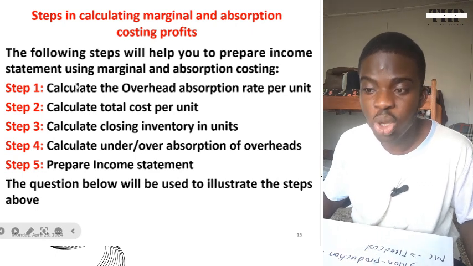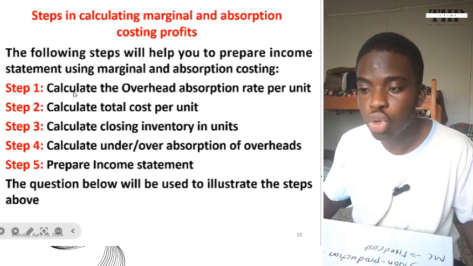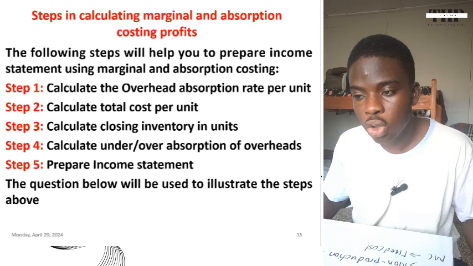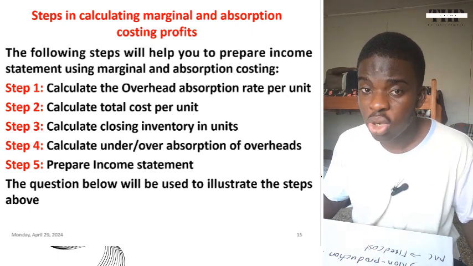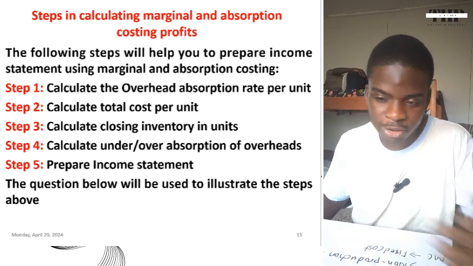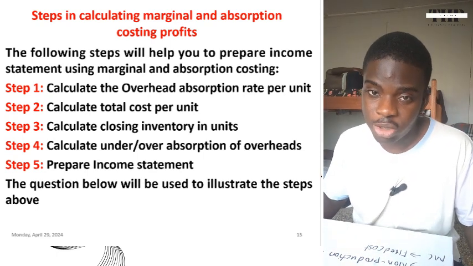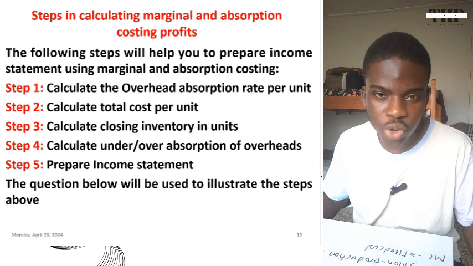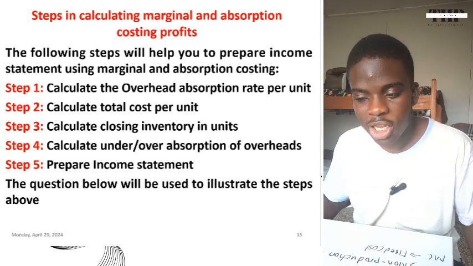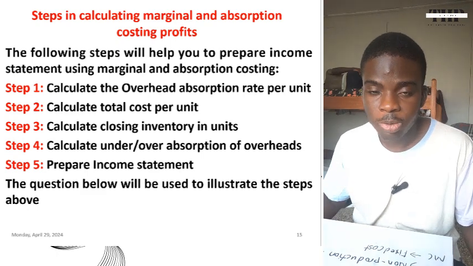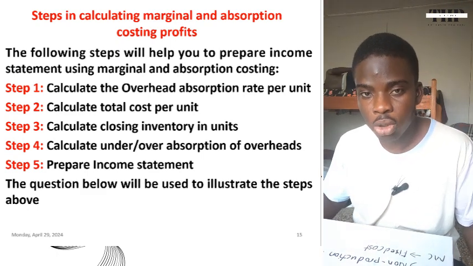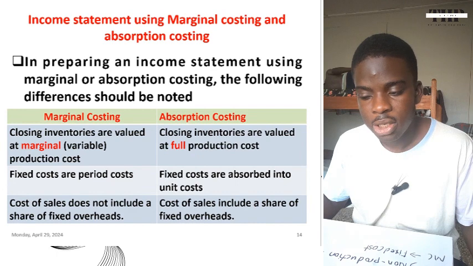The first, when you are preparing your income statement using marginal costing and absorption costing, that's how the question will come, by the way. You'll be given relevant information like the cost per unit, selling price per unit, etc. Then you'll be asked to prepare the income statement using absorption costing or marginal costing, right?